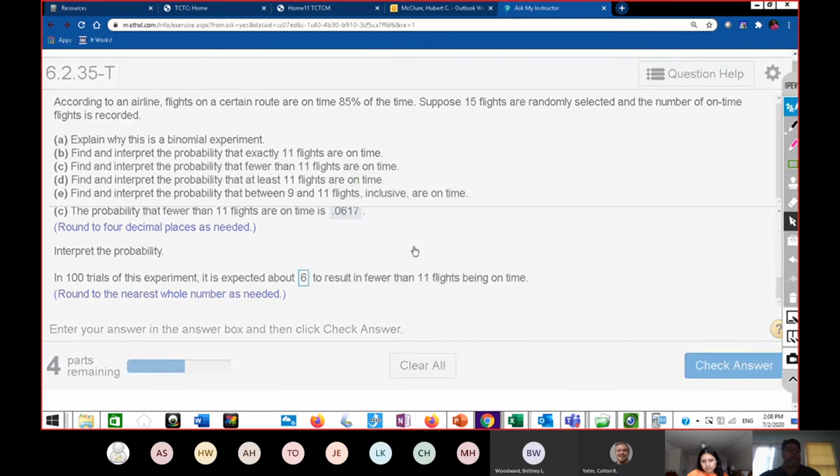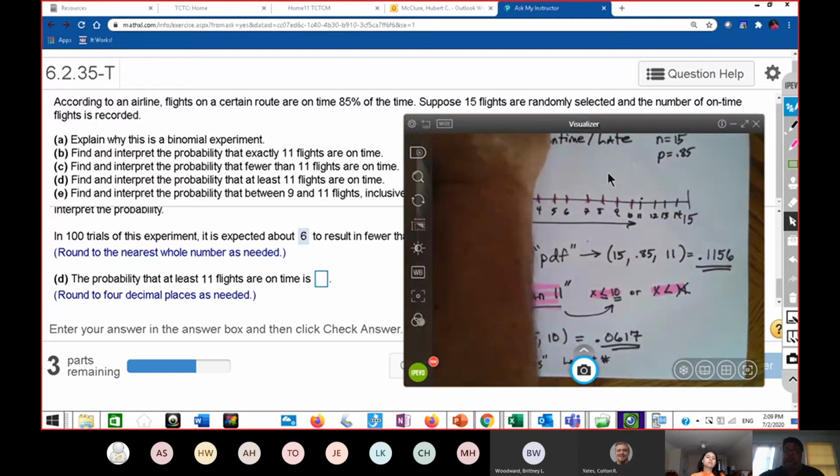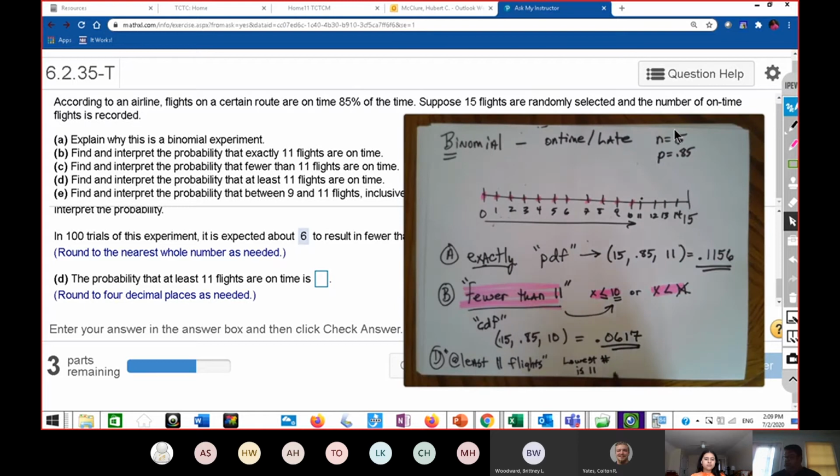All right, what does C say? Okay, that was C. D, at least 11 flights. Okay, critical thinking here. What does at least 11 flights mean? Yeah, that's the lowest number. Okay, D, at least 11 flights. You should put that in quotation marks, and you should say to yourself, the lowest number is 11. You should be saying the lowest number is equal to 11.